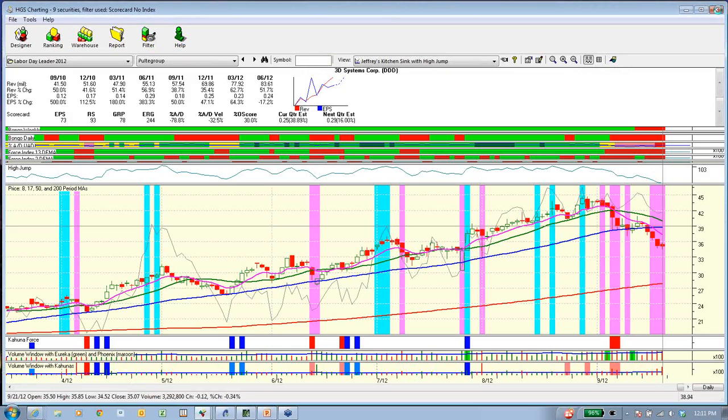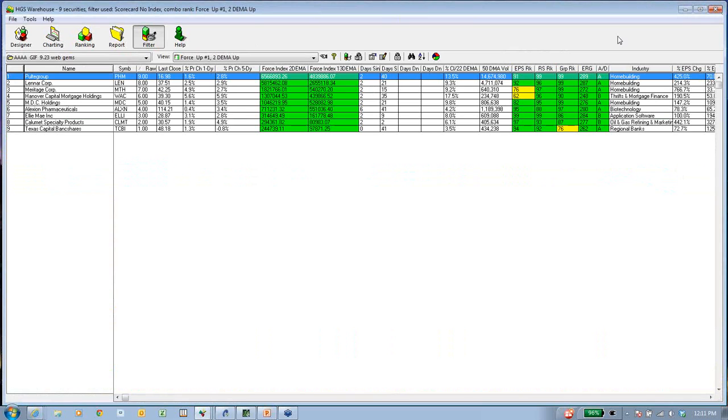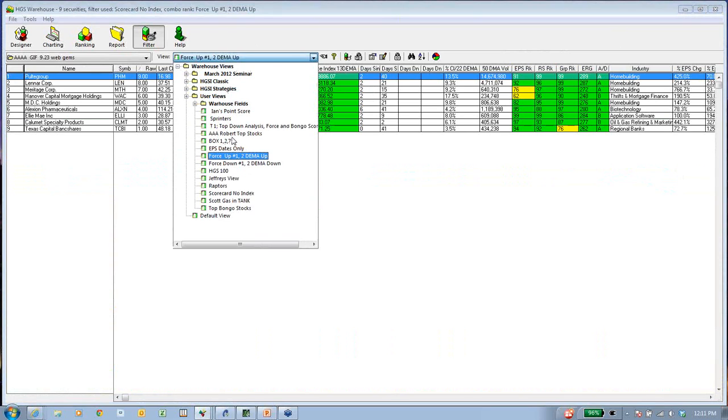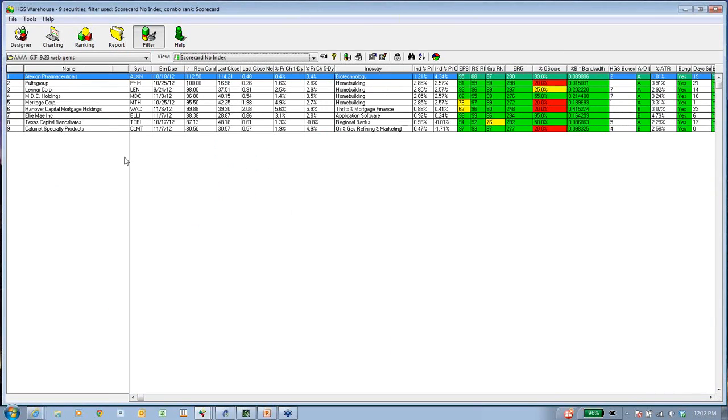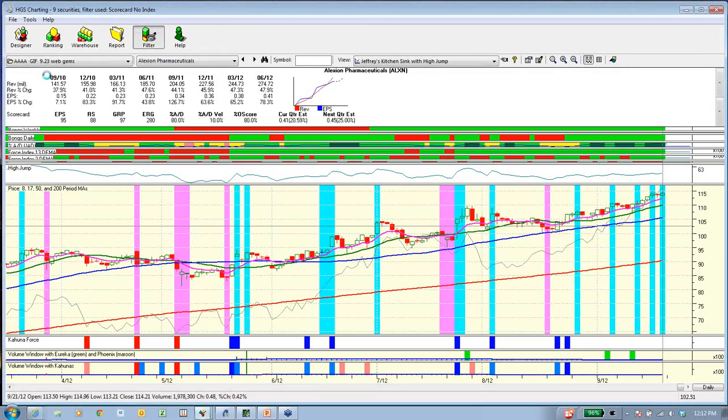Actually, when I look at stocks, I change my view to scorecard no index, because that allows me to get a balanced fundamental and technical view. So Alexion is probably the horse of the biotech sector. It's a horse that's been running a long time.